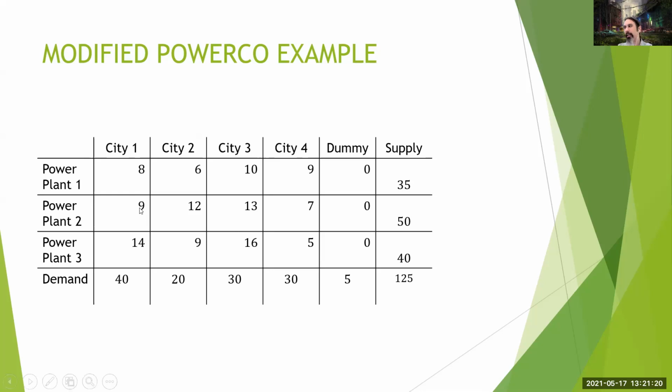And now we say, okay, we will solve this. We will make a solution. We don't really need to find a solution right now, but one of those points, for example, this one, is going to end up being 5. And we will just say that, okay, power plant 2 is not going to supply 50, but it's going to supply 45. This 5 in the dummy column means that it's not going to work at full strength, okay?